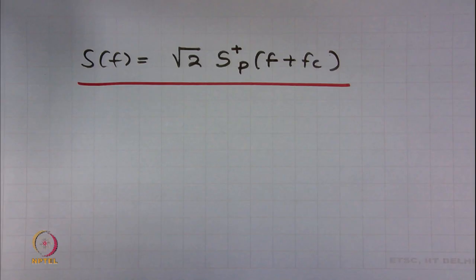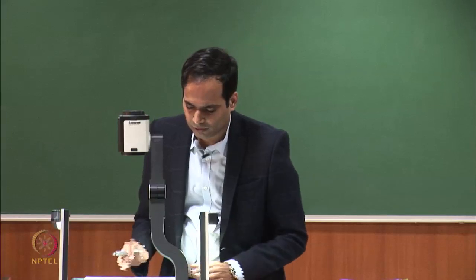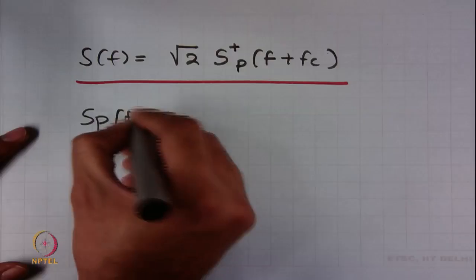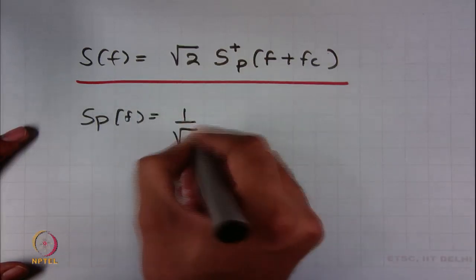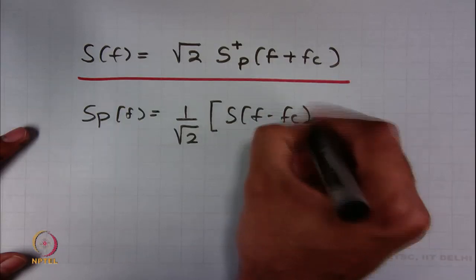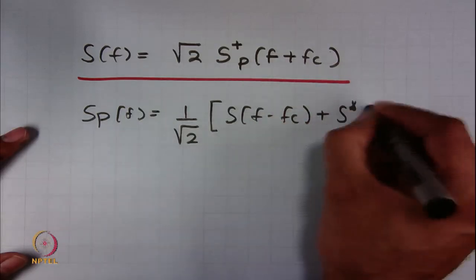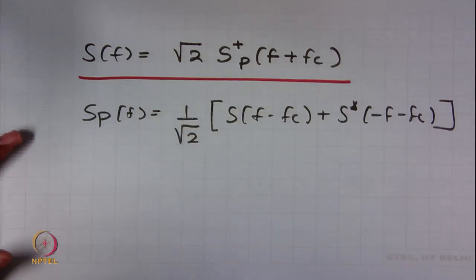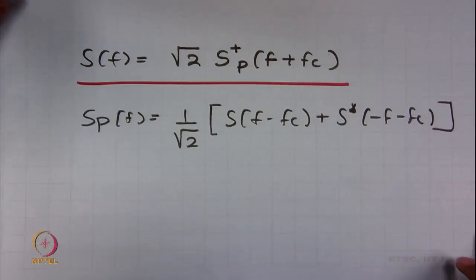So, let me write down both the equations together. So, the two equations together are these. So, this links the spectrum of the passband and baseband signals.